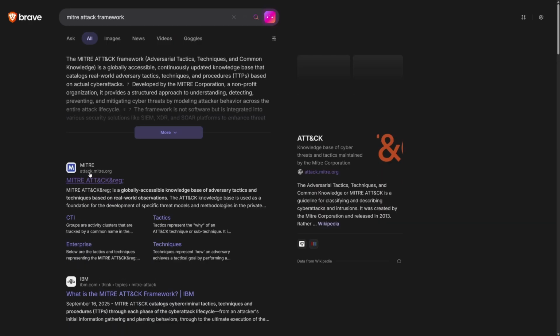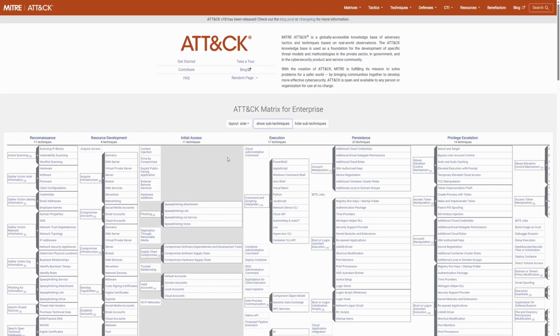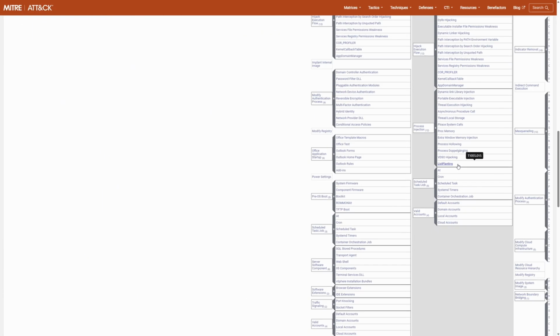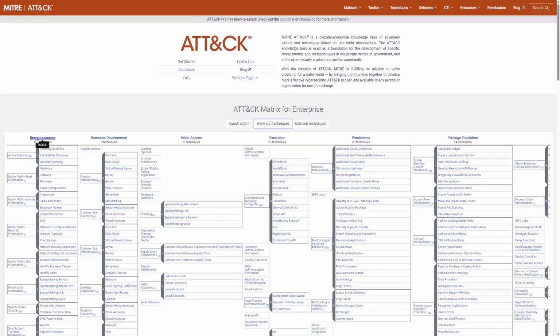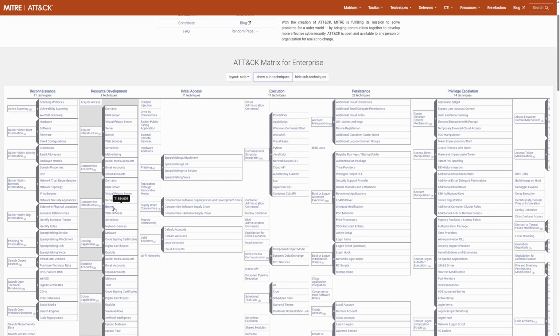So you see this ATT&CK MITRE. As you can see, we have these techniques, hide sub-techniques, right? And we can click on this. We can see this is like their main. And as you can see, we have reconnaissance. We have resource development. We have initial access. We have execution. We have persistence. We have privilege escalation. So if I look down here, you can see resource development.